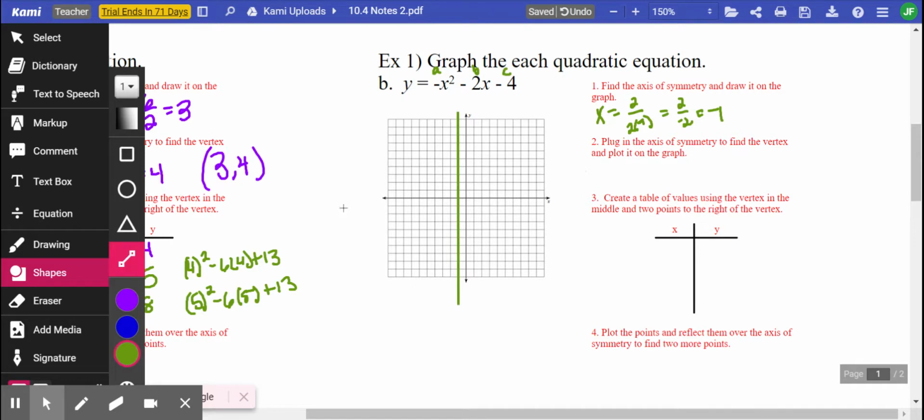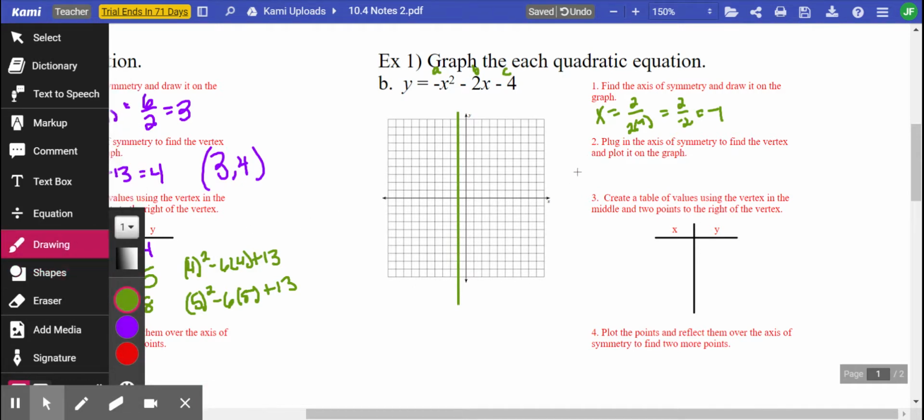And then I'm going to find my vertex. So I'm going to plug -1 in for my x's. Again, the parentheses are extremely important. So we end up getting -1 plus 2 minus 4, which gives us -3. So our vertex is at the point (-1, -3).